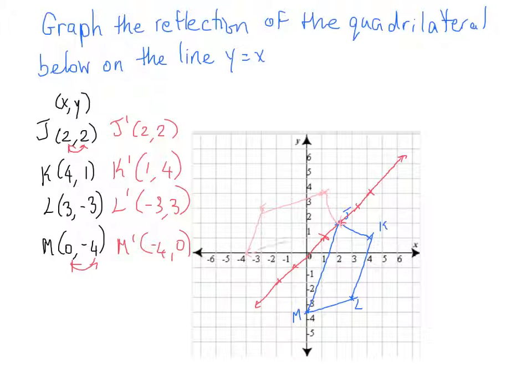And we get a perfect mirror image of our original thing, and the line of reflection is x equals y, or y equals x, and that's what it looks like.